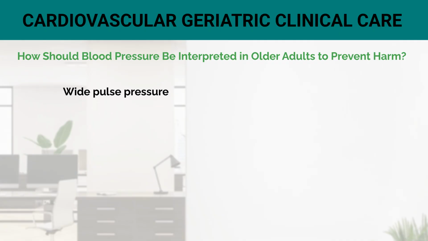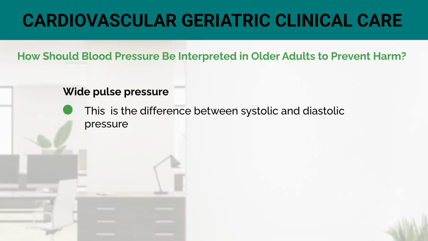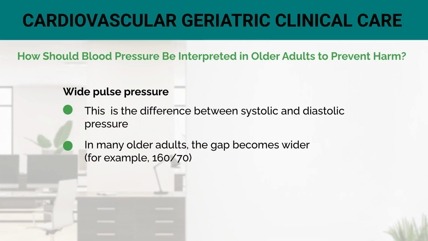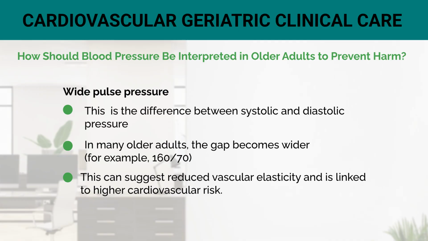2. Wide pulse pressure. Pulse pressure is the difference between systolic and diastolic pressure. In many older adults, the gap becomes wider, for example, 160/70. A wide pulse pressure can suggest reduced vascular elasticity and is linked to higher cardiovascular risk.